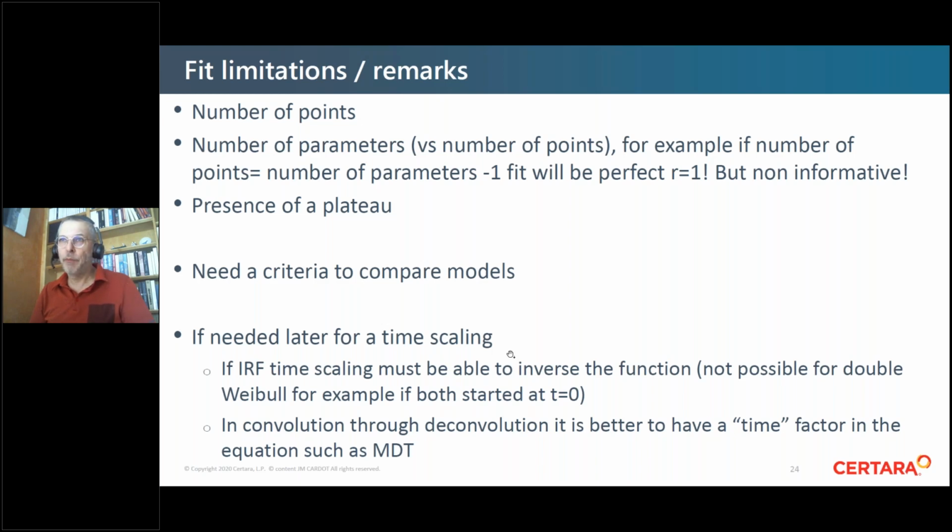So that means it's very important to understand that you need to have a number of points which is equal to the number of parameters plus at least one. That means you need at least to have one sampling more than the parameters. The more samples you have, the better the fit is going to be. You need also to have criteria to compare the models and to have a plateau if you want to be sure to have the right F infinity. And then what is quite important to understand is that you could use that later for the time scaling.